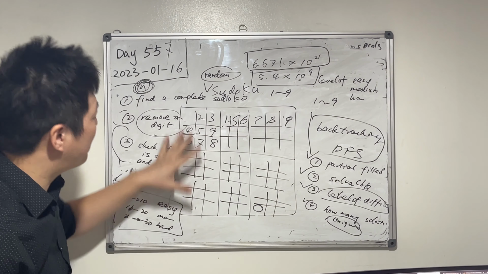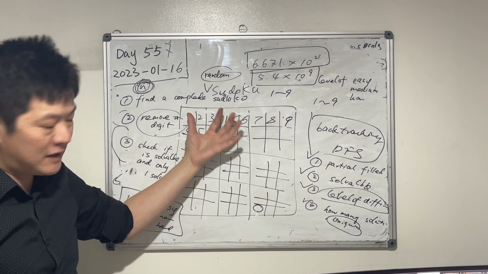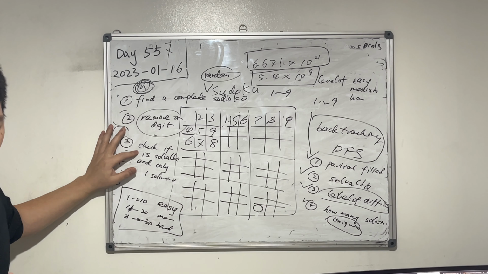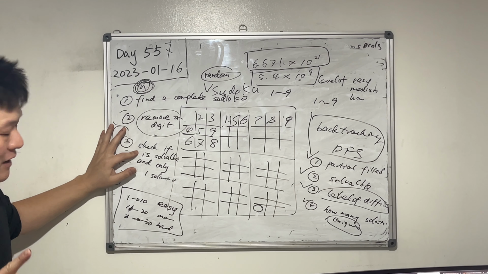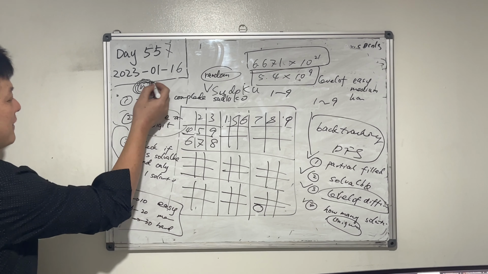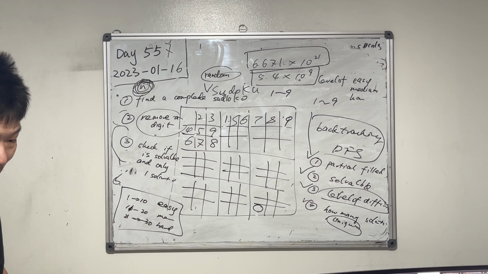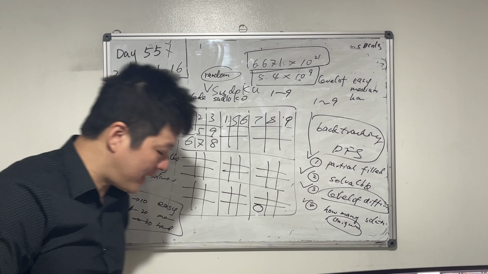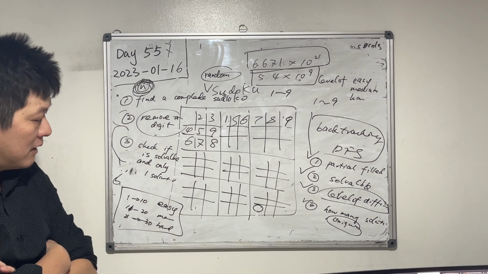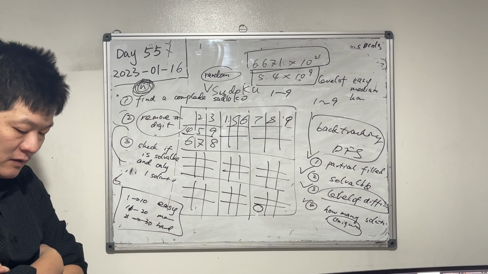Once we find a completed Sudoku state, we remove a digit, and we check if this Sudoku is solvable with only one solution. If it is, we keep removing until n digits. Make sense? Okay. So what have we learned today? We learned how to generate an algorithm to make a Sudoku.